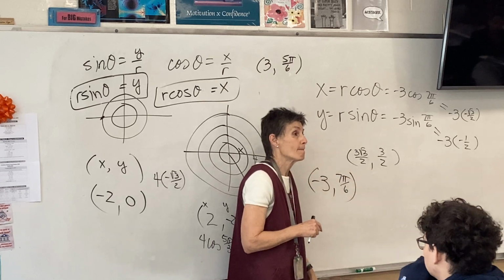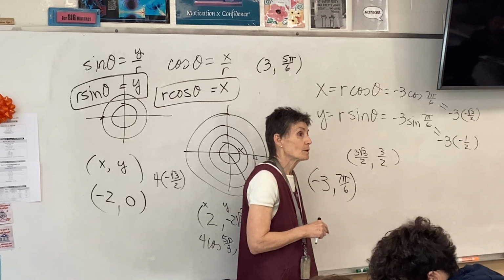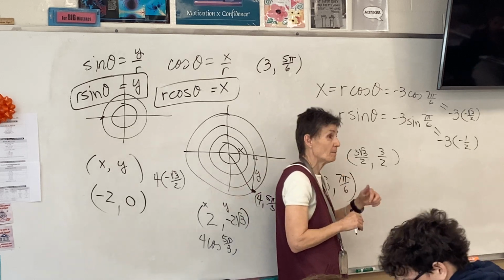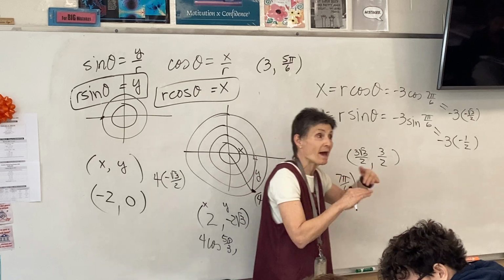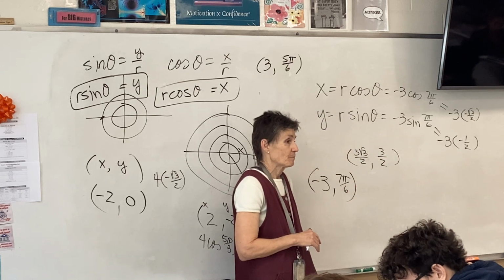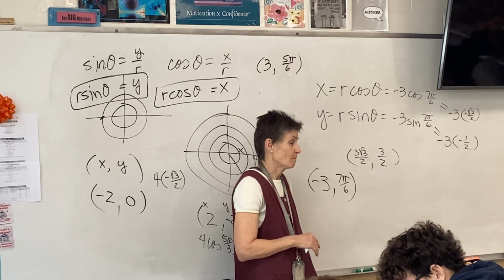William? Are we allowed to change the coordinates before we solve it? Totally. You mean change it to 3 comma pi over 6? Absolutely, you get the same answer. You don't have to do that, but you absolutely can. All right. Cole, did you have a question? I did.